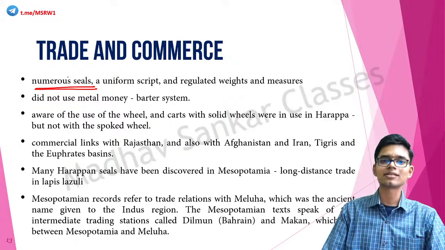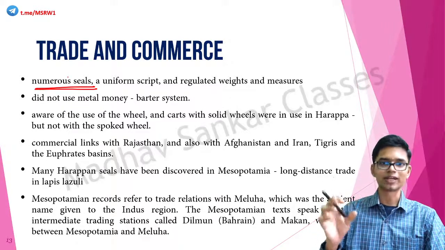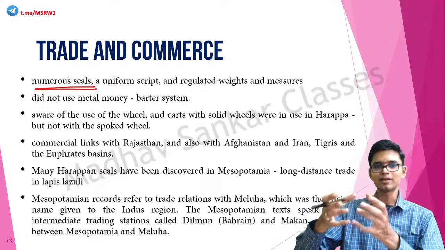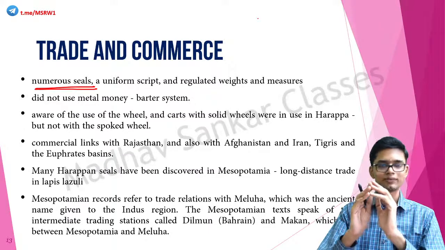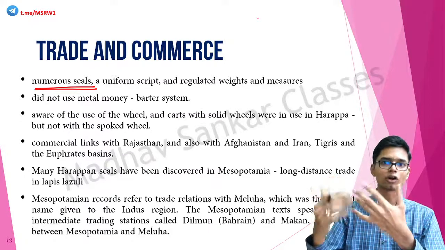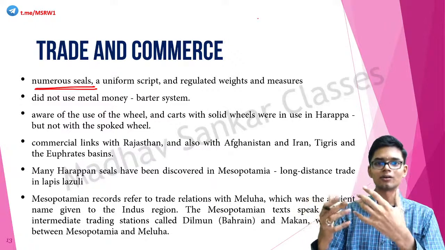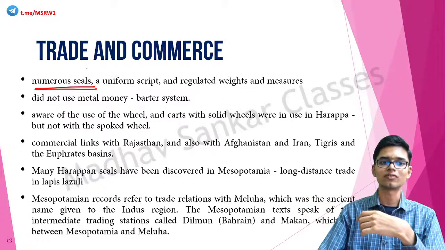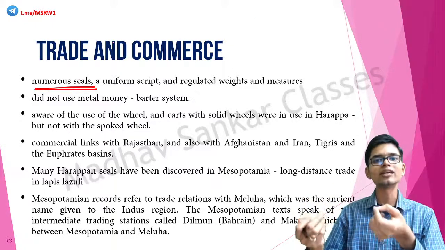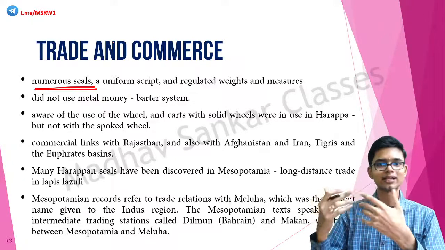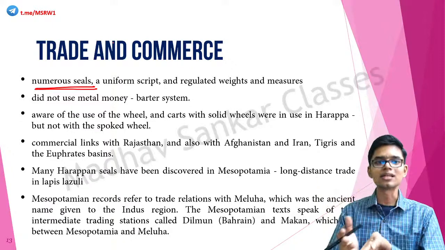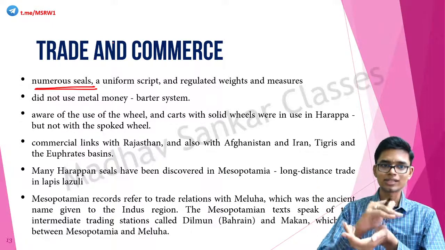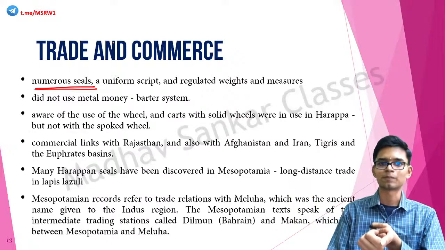Seals have been considered as evidence of trade. Back in those days, whether a trade was authentic or not was validated on the basis of seals. If the seal is broken, it means that something has been tampered with. Otherwise, it is intact. So the availability of a large number of seals points to the fact that there was an elaborate trade and commerce system.